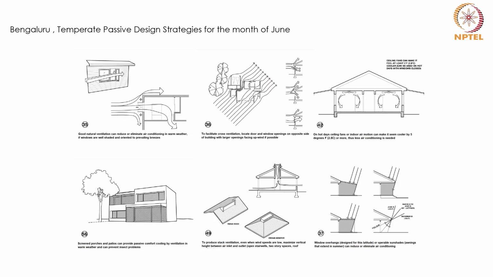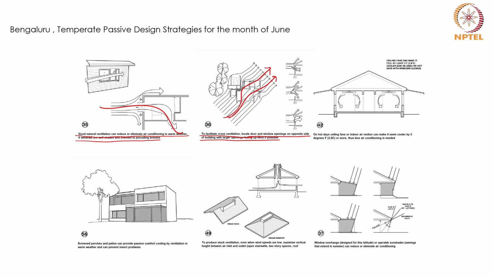So, for the month of June, what are the strategies that must be followed? They aren't much different from what we saw for the month of May. Good natural ventilation can reduce or eliminate air conditioning in warm weather if windows are well shaded and oriented to prevailing breeze direction. To facilitate cross ventilation, locate door and window openings on opposite sides of the building with larger openings facing upwind if possible.